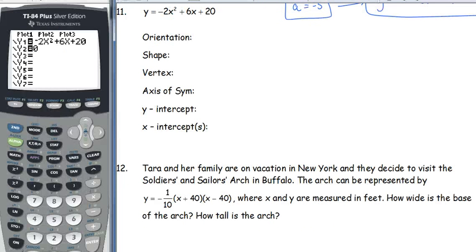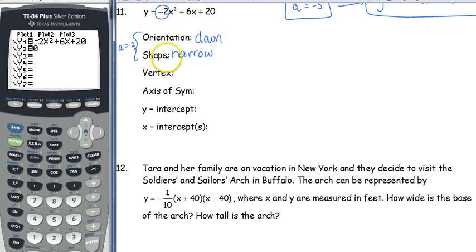Okay, you can see that I have entered my equation into y1. Remember, there's your y equals button. We're going to look at the orientation. When I look at the orientation of my graph, I know that I'm going to look at the a value. And we have a is a negative 2. Because it's negative, our graph is going to be going down. And because the absolute value of a is greater than 1, the shape of that parabola is going to be a narrow shape.